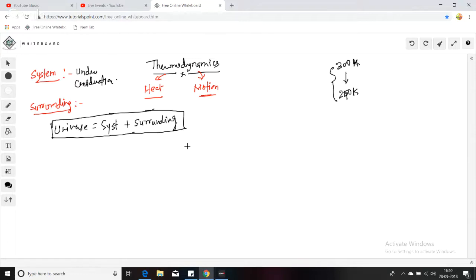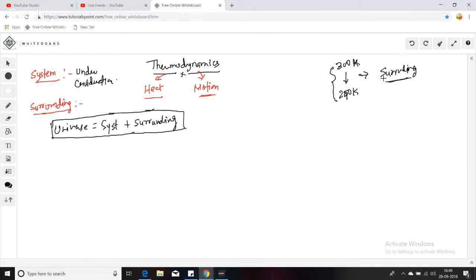So whatever heat is released by the system and its temperature decreases to 290 Kelvin, this 10 Kelvin, which is the difference in temperature, is given to the surroundings, right? So if I ask you what the decrease in temperature of the system is, it is 10 Kelvin, right? And this heat released in this process is taken up by the surroundings.